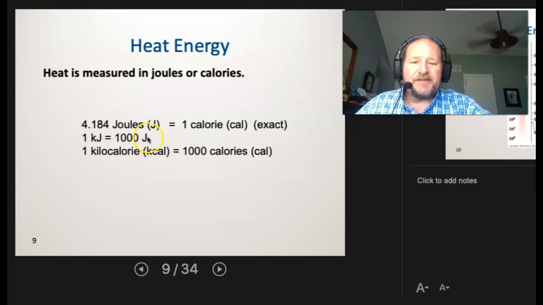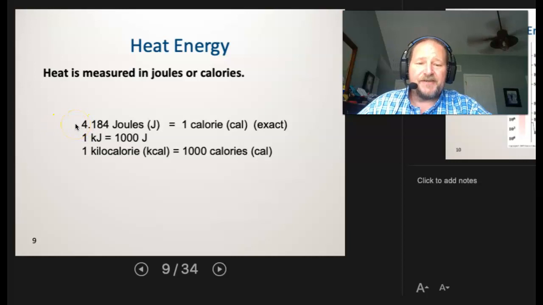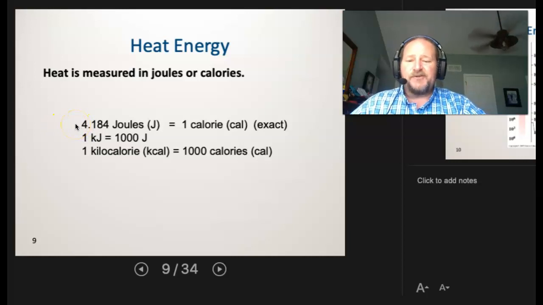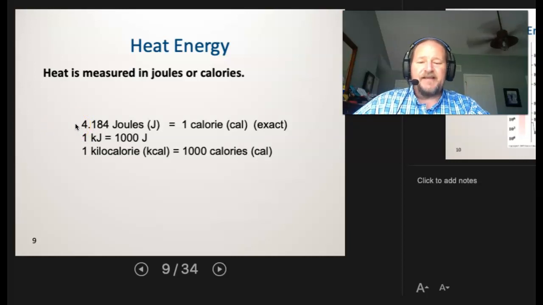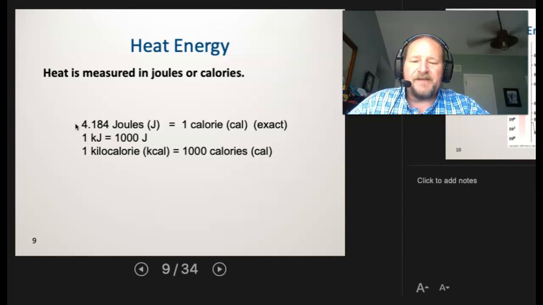They're both metric units. There is this first odd conversion though, and you will have questions that ask you to convert from calories to joules and joules to calories and things of that nature. So you want to be prepared and have that written down somewhere. I don't want to say memorize it. I'm not a big fan of memorization. I'm a bigger fan of being able to apply it.